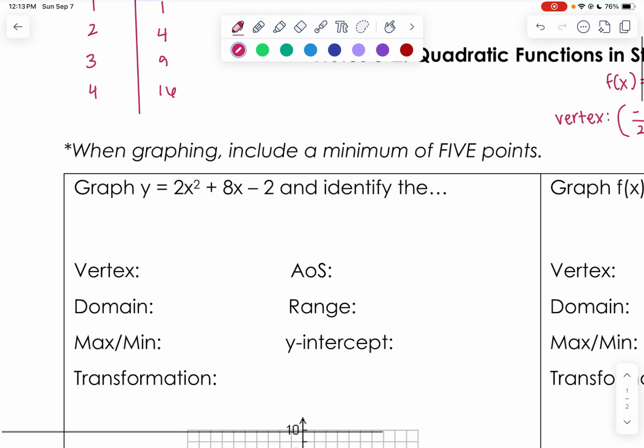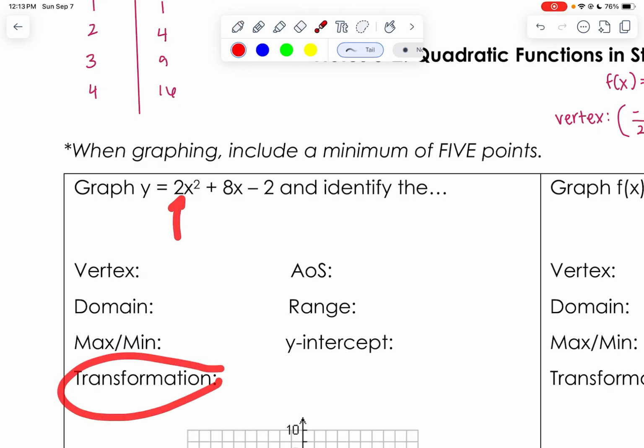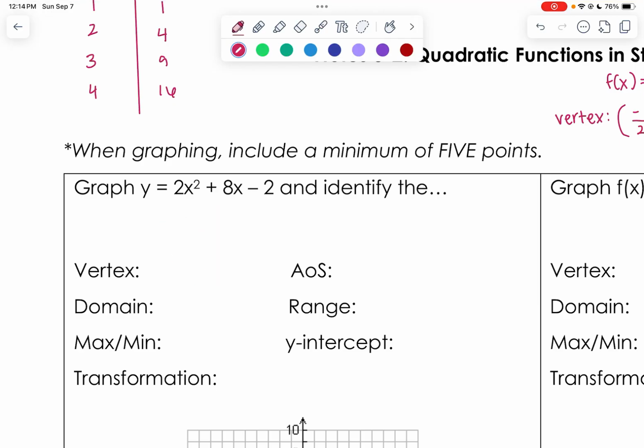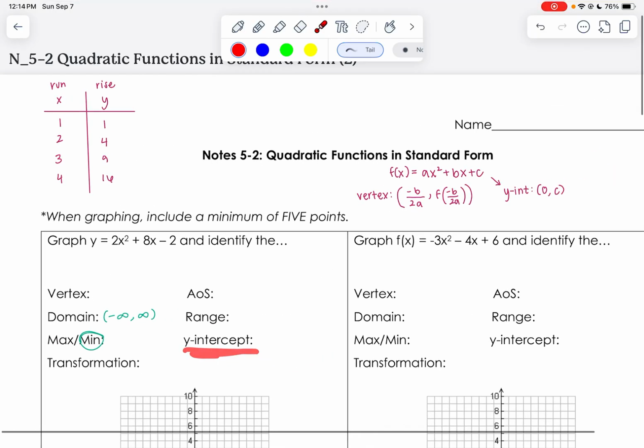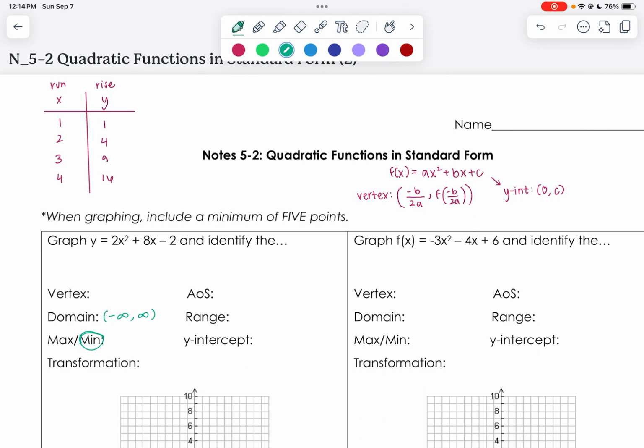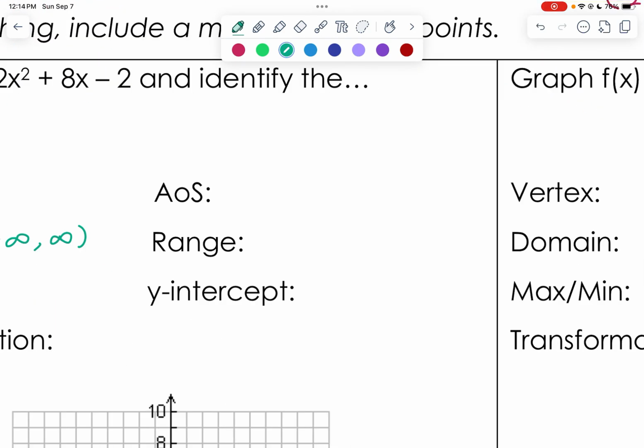So taking a look at this first one, it says graph y equals 2x squared plus 8x minus 2. Now, for the transformation, I know that it's going to be vertically stretched by a factor of 2 because I know that a is 2, but I really need to figure out where my vertex is at. And I know that it's going to open up because a is positive, so I know that it's going to have a minimum. Okay? I also know that my domain is going to be negative infinity to positive infinity. And because it's in standard form, I already know my y-intercept because that's just 0, comma c. So my y-intercept is going to be 0, negative 2.